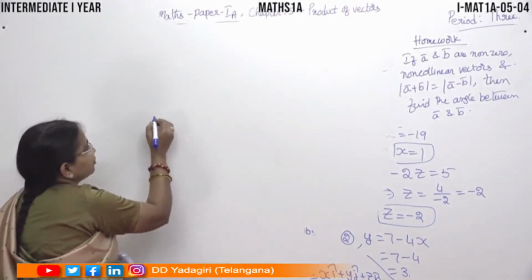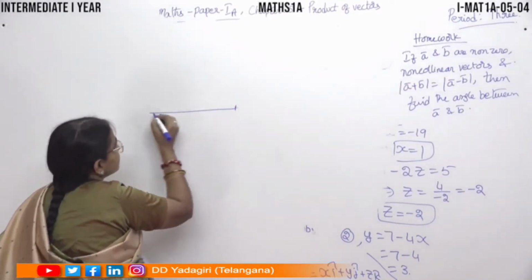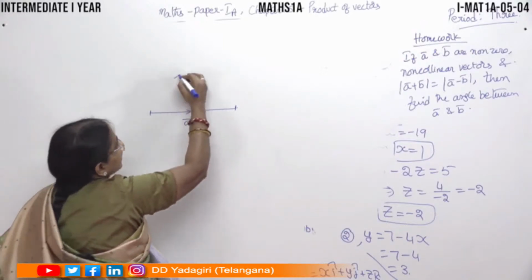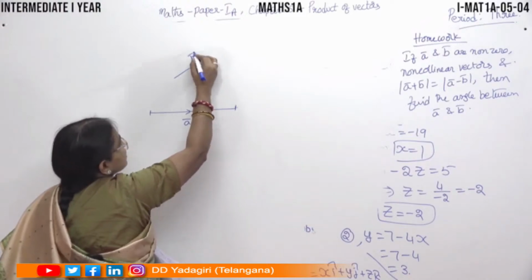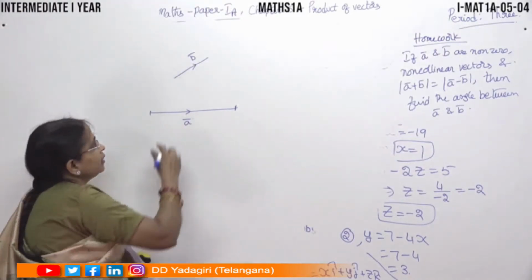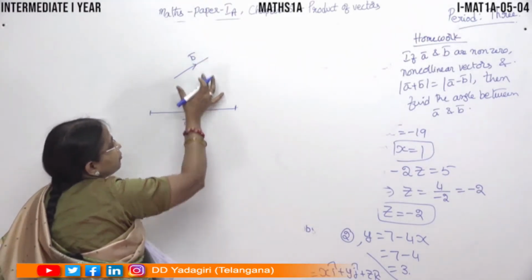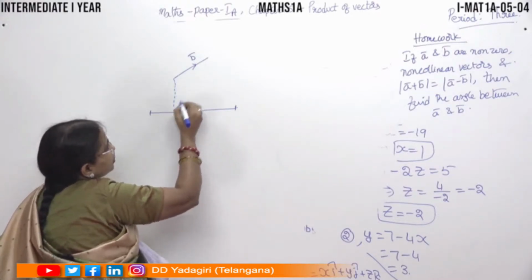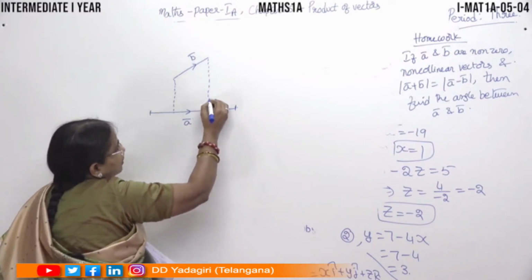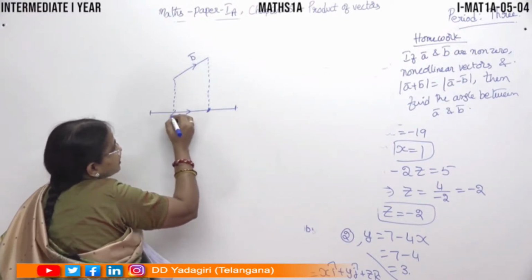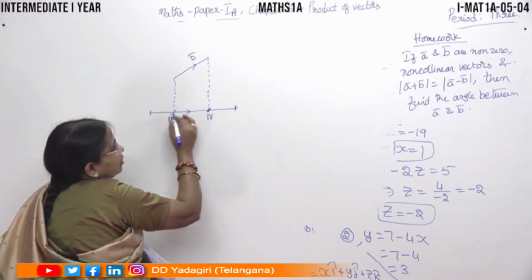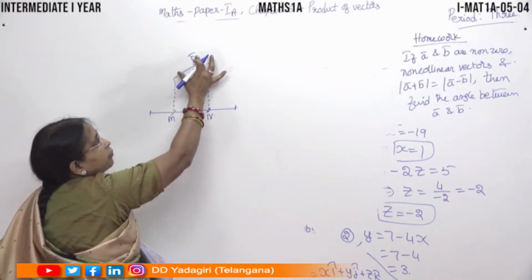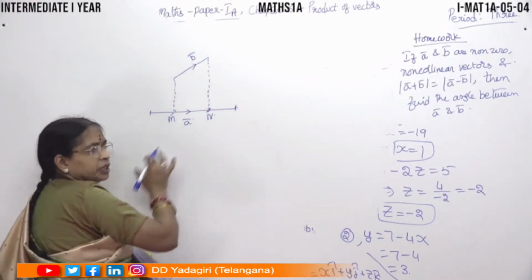Now suppose that you have a vector A like this. This is a vector A. And there is another vector B like this. Then what is the projection of B on A? From B's end point, you draw a perpendicular to A. So you will get a vector. Suppose that this is M and this is N. So this MN vector is called the projection vector of B on A.